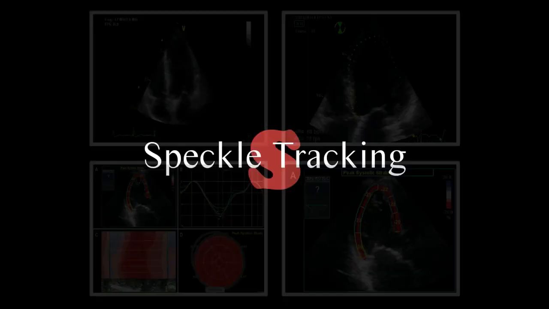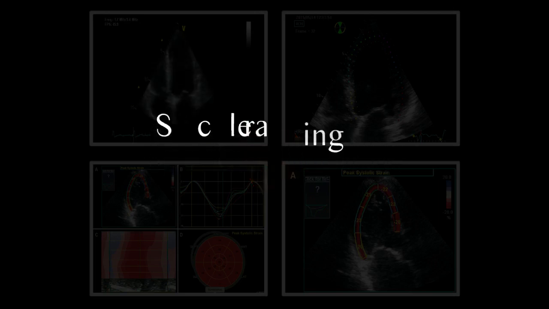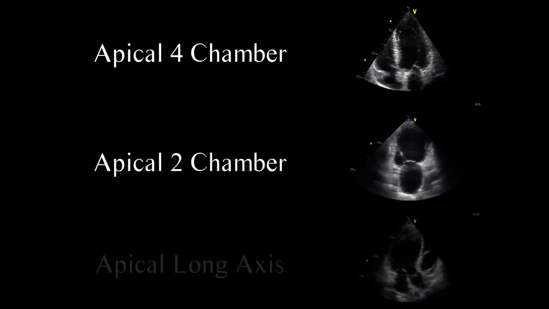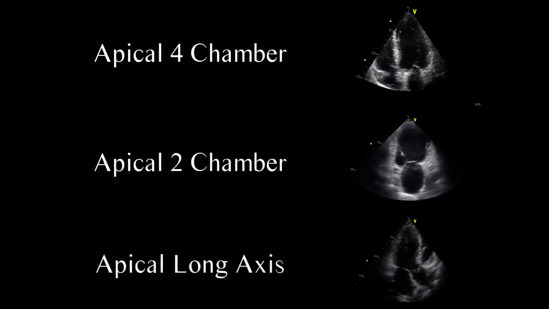Speckle tracking, though, is a recent development in image processing that uses software to automatically determine the movements of these speckles within the myocardium over time. And all of this, strain echocardiography and speckle tracking, begins with simple grayscale imaging. If we want to measure the longitudinal strain, we have to obtain clips of an apical 4-chamber, an apical 2-chamber, and an apical long axis.